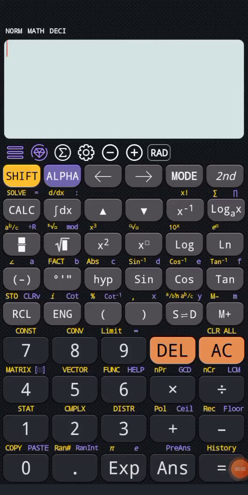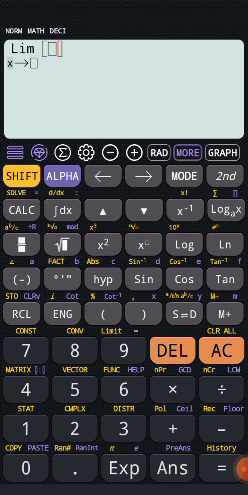Alright, now let me quickly show you guys how to solve limits with your Casio calculator. Let's say we are taking the limit of a particular function as it approaches a particular value. This calculator here is digital and can solve limits directly.